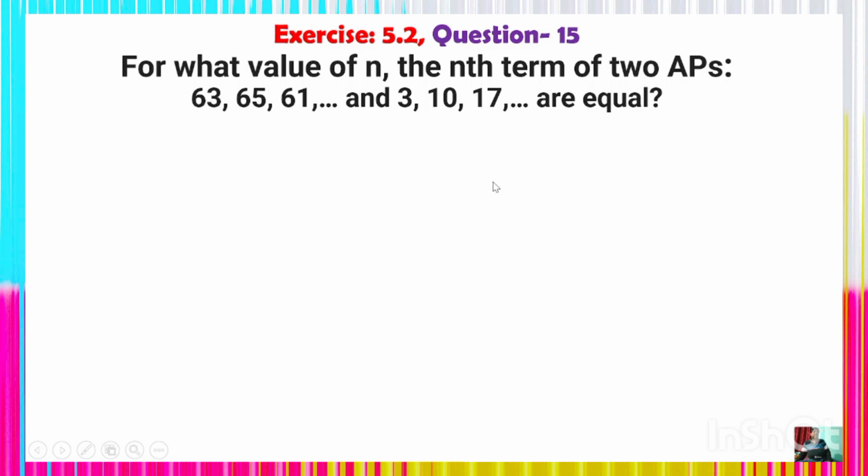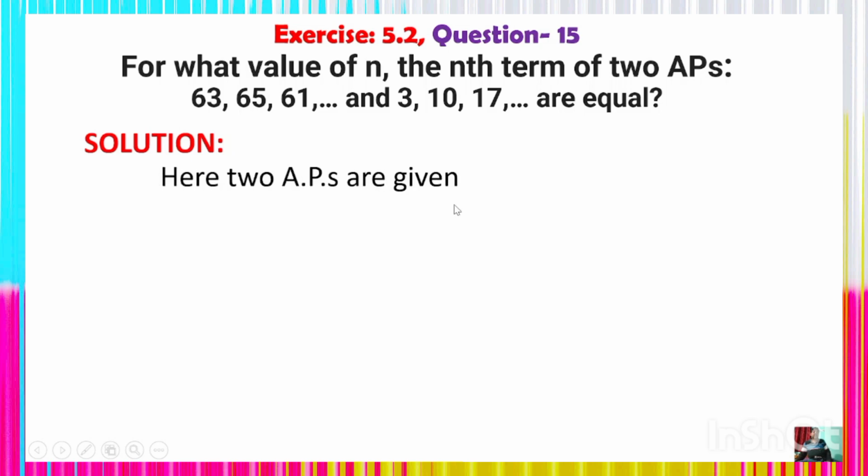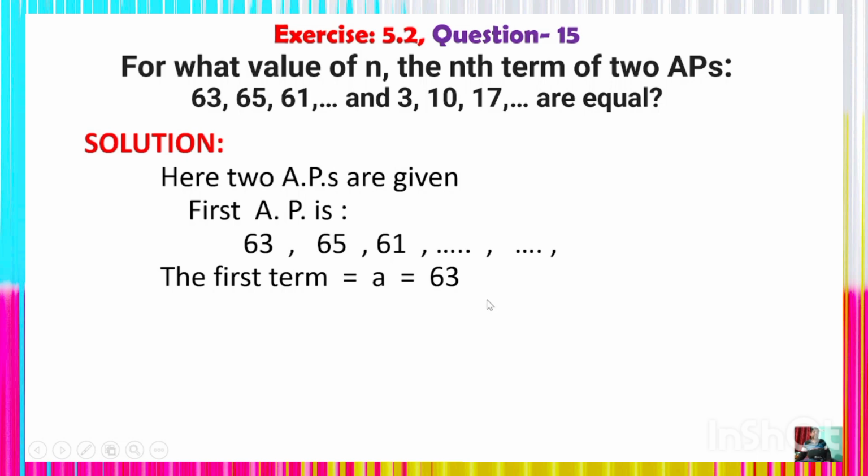You have to find out the value of n under which the nth terms of both APs are equal. Look at the solution here. Here two APs are given, right? The first AP is 63, 65, 67, and the first term a is equal to 63.